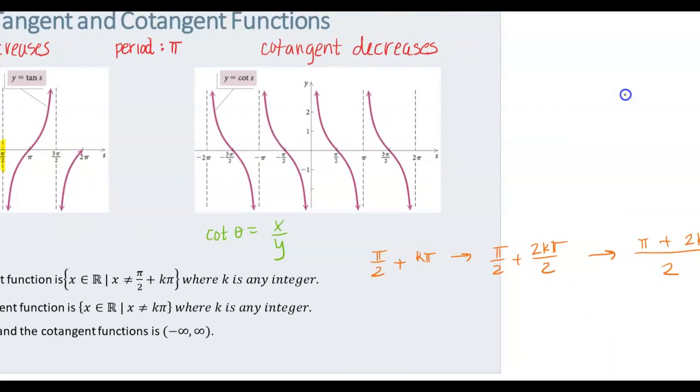For cotangent, the first asymptote starts at the y-axis, and the next one is the length of the period, which is pi. So we have the asymptote, then we have the quarter point here up at positive 1, and then the quarter point here down at negative 1, with 0 in the middle, right? So again, the 5 key points for tangent and cotangent include those asymptotes on the ends.